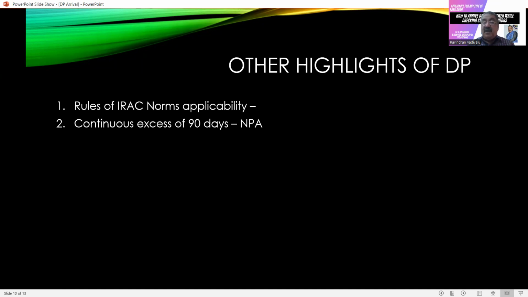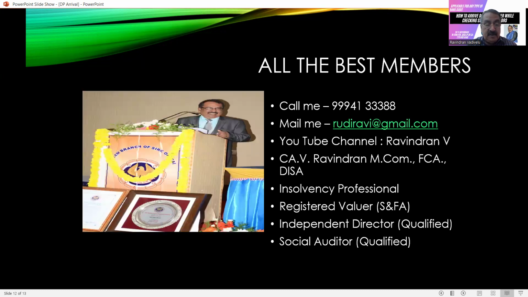Another highlight of drawing power is that all the rules of IRAC norms are applicable. If the drawing power has been exceeded continuously for more than 90 days, then that account may become NPA, non-performing asset. This is a very, very important thing. In case the outstanding balance exceeds the drawing power for a continuous period of 90 days, then that account will become NPA. This is what I want to say with reference to the drawing power calculation. So drawing power calculation is very, very important.